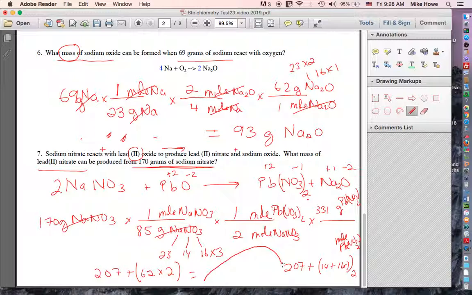All right, so we'll put our answer in this little shape here. To do the math, you multiply across the top. So it's 170 times 1 times 1 times 331. Then we're going to divide that number by 85 and then divide by 2. So my final answer, coincidentally, seems to be 331. I'm going to run that one more time, make sure I did that right. So 170 times 331 equals, I got 56,270 on the top. Then I'm going to divide by 85 and then divide by 2. So the answer is 331 grams.